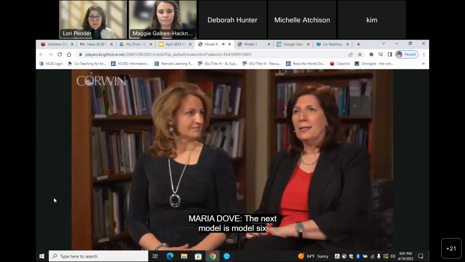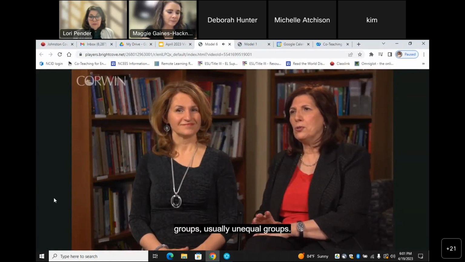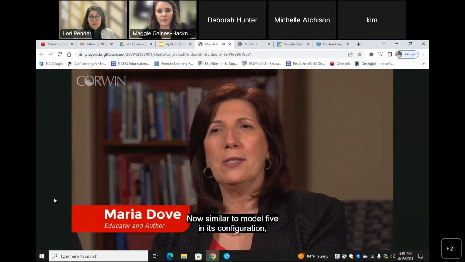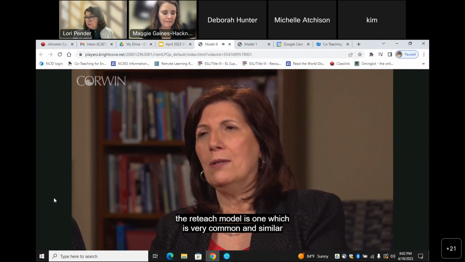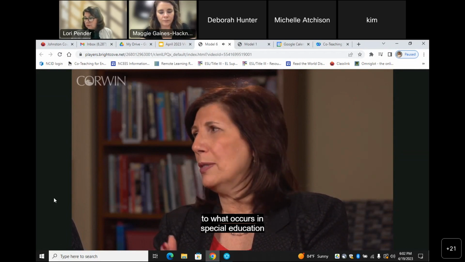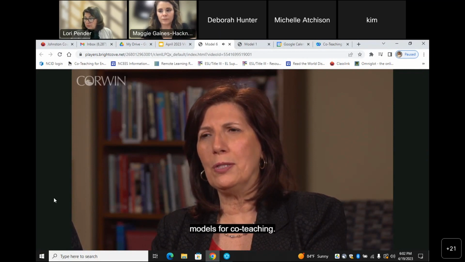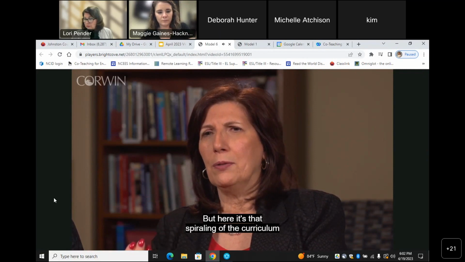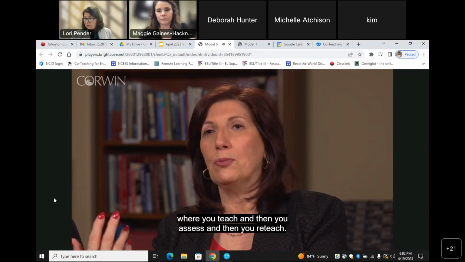The next model is Model 6, which, again, students are divided into 2 groups, usually unequal groups, and they're grouped for reteaching. Now, similar to Model 5 in its configuration, the reteach model is one which is very common and similar to what occurs in special education models for co-teaching. But here, it's that spiraling of the curriculum where you teach and then you assess and then you reteach.